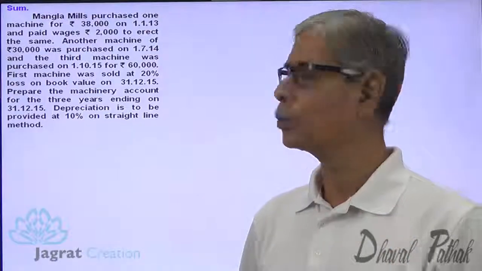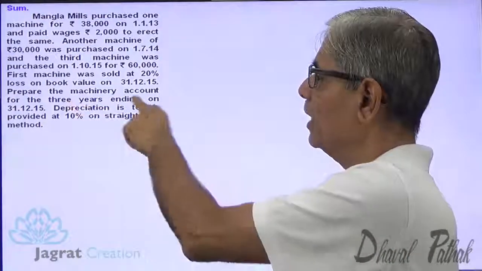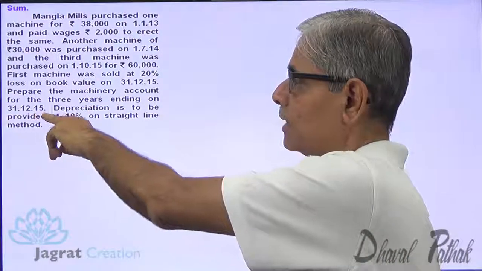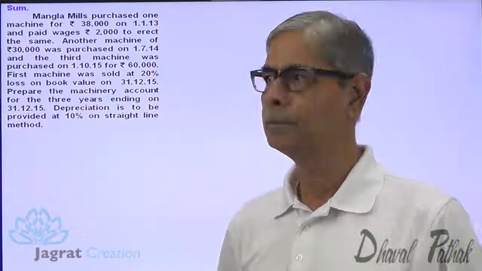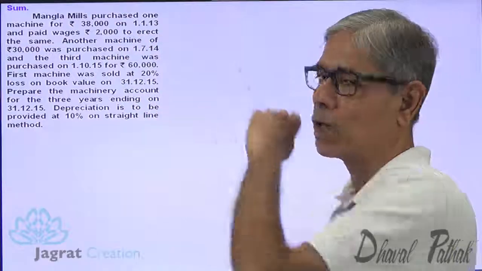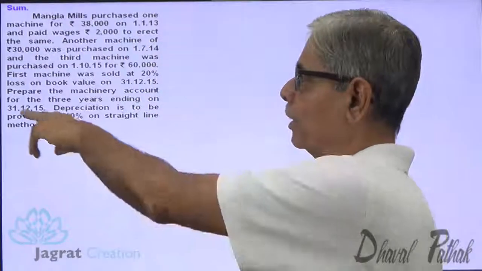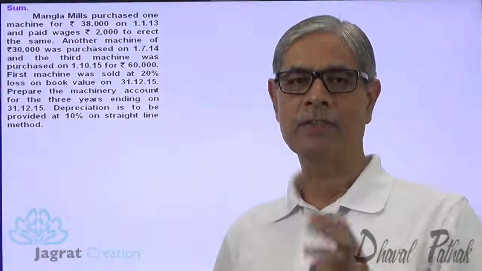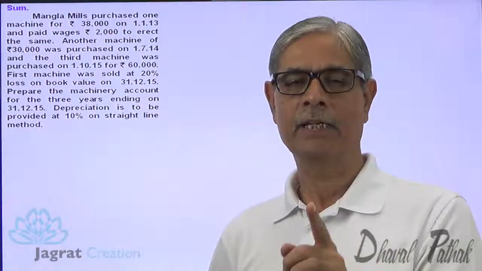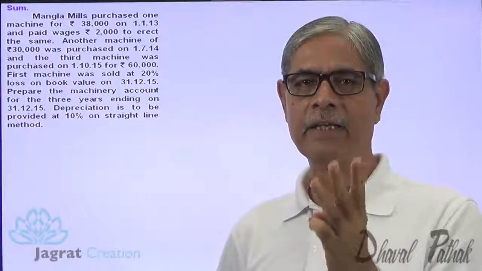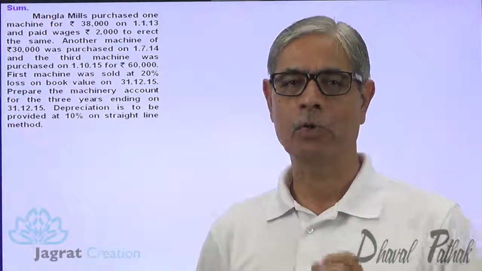So first point that you should remember, 3 years ending on 31st of December 2015. So accounting year ends on 31st of December. First machine is purchased on 1/1/2013. 31st December 2015, 3 years ending on. So 2013, 2014, 2015. These are the 3 years for which we are required to go for accounting.